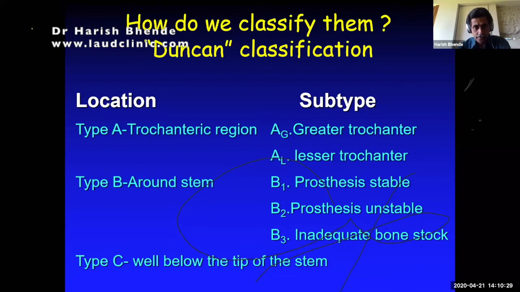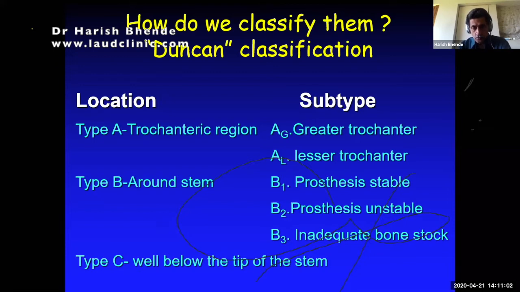Like type A, trochanteric, is divided into two types: AG, that is greater trochanter, and AL, that is lesser trochanter. Type B, around the stem, again, is three types. If the stem is stable, the prosthesis is stable, it is called B1, where the implant and bone junction is quite stable and the prosthesis has not become loose. If the prosthesis has become unstable because of either the fracture or prior to the fracture, it may have become a little loose, then it is type B2.